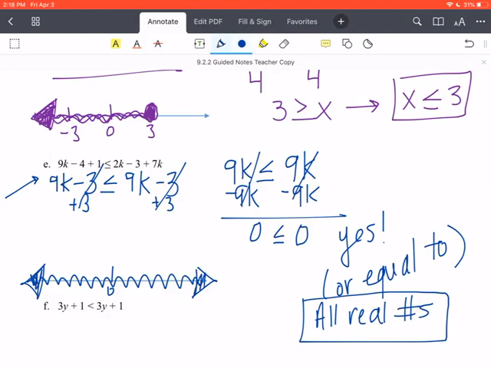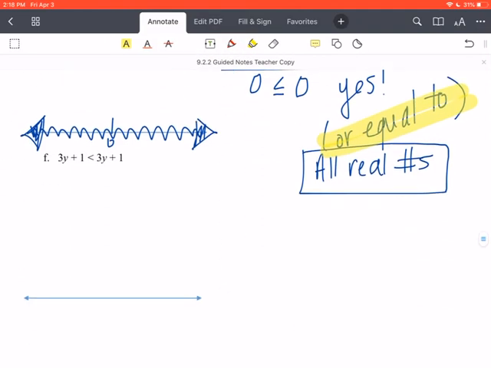Pick any number and plug it into the left side. Let's do 0. So 9 times 0 minus 3 is negative 3, and then 9 times 0 minus 3 is negative 3. Is negative 3 less than or equal to negative 3? Yes. Again, just stressing that that "or equal to" saves us. Because now if we go to this last example problem here, we see that we have 3y plus 1 is less than 3y plus 1.